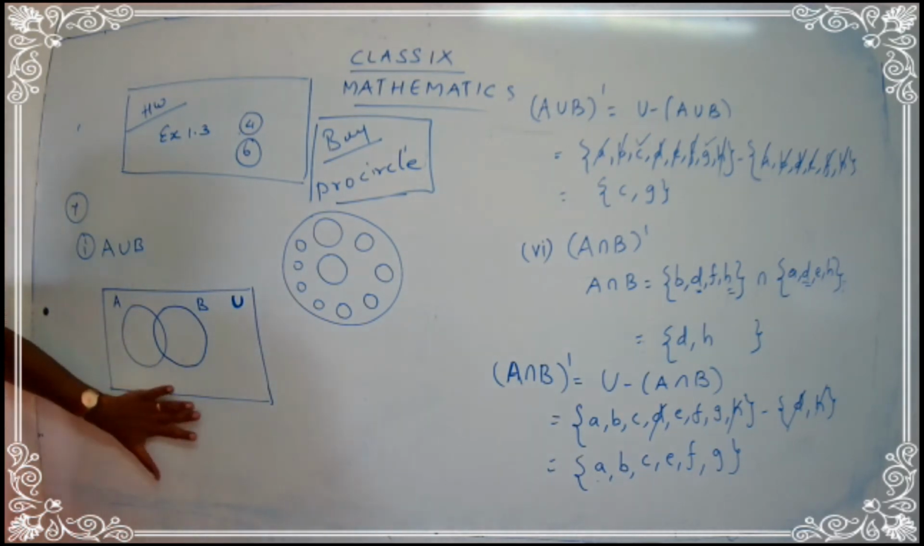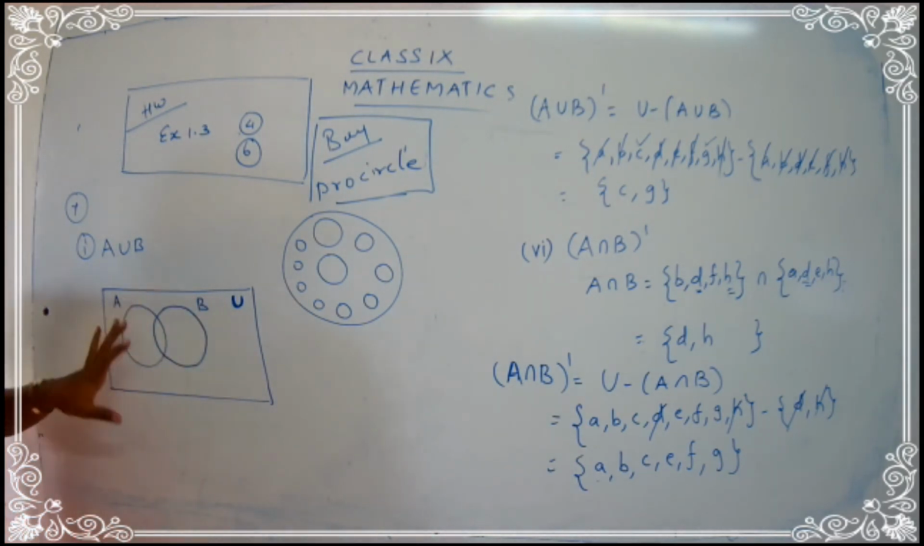Draw a rectangular box, a universal set U, and we have drawn overlapping sets. Overlapping, I told you, means one set is lying on the other set, that A and B are touching. See, they are touching each other. It means they are lying on each other. So A, B. Now what is the next thing here?